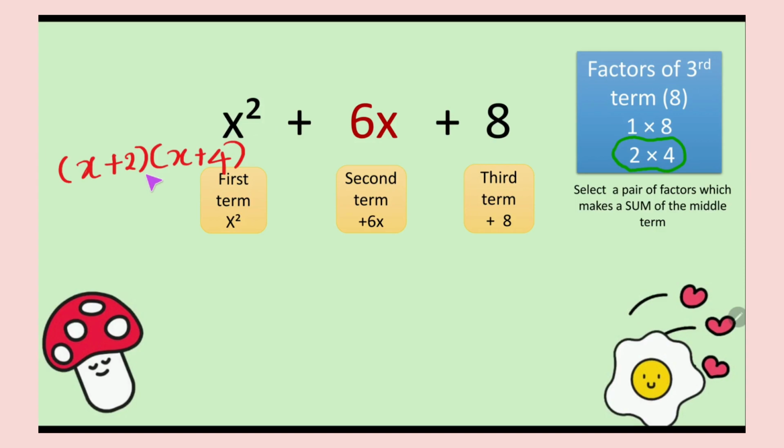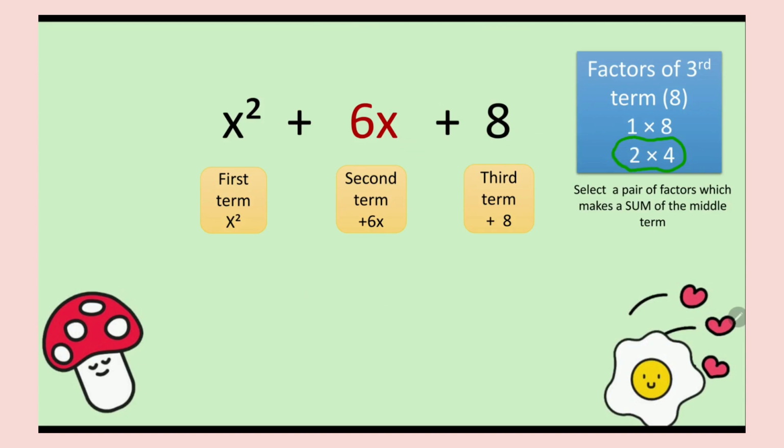That being the short method, let me explain how we get this the long way. It is very important to know the long way, because when you have a coefficient in front of this x squared, you cannot do this short way. You need the long way. So let's do that. Even in the long way, the first step will not be changed. The first step is that you take the third term and find the factors of it, and then select the pair which makes up the sum of the second term. So 2 and 4.